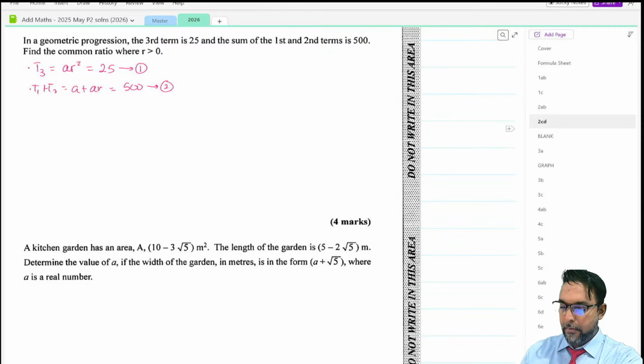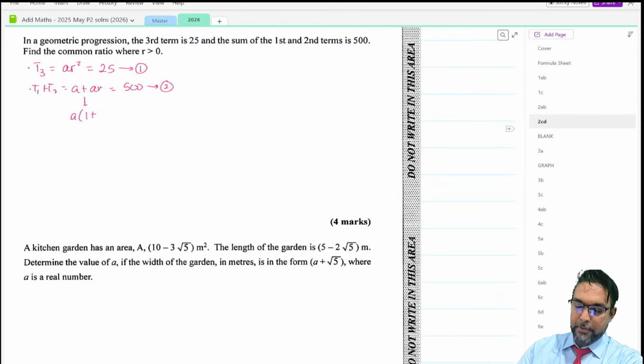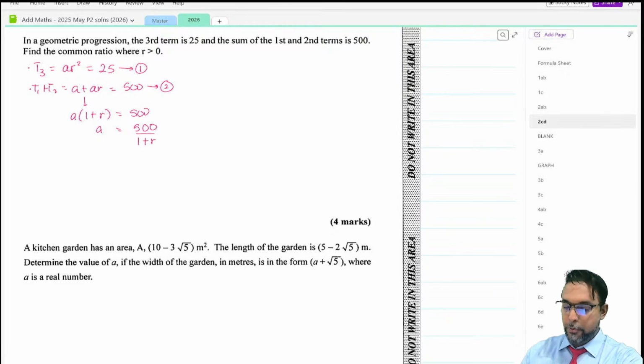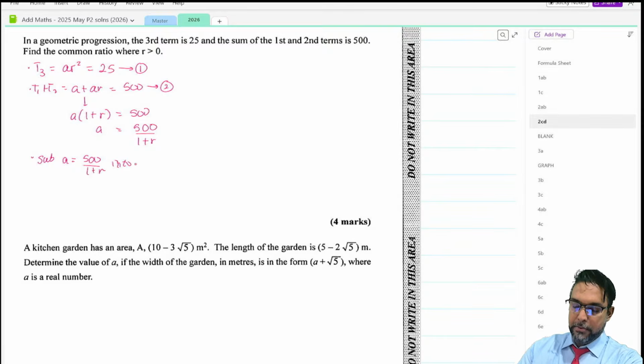That's equation 2. From this, if we factor out a, we get a times 1 plus r equal to 500. You could make a the subject by dividing by 1 plus r. Alternatively, you could make r the subject by dividing by a and then subtracting 1, but it depends on what you prefer. Then you could sub this back up into here. So we're going to sub a equals 500 over 1 plus r into, sorry, I don't know what's going on with my handwriting.